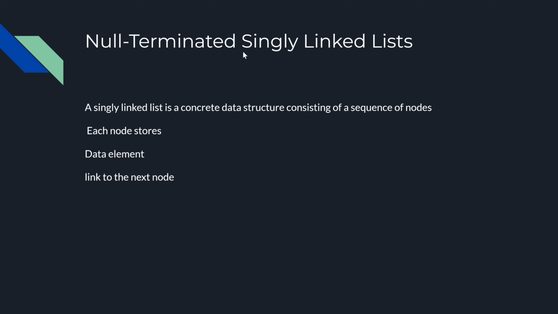Null terminated singly linked list. A singly linked list is a concrete data structure consisting of a sequence of nodes. Each node stores a data element linked to the next node.